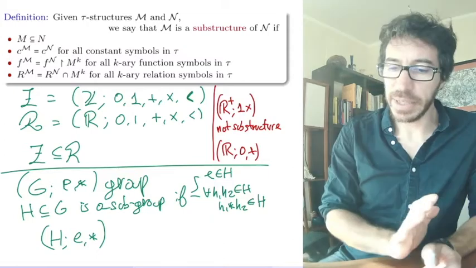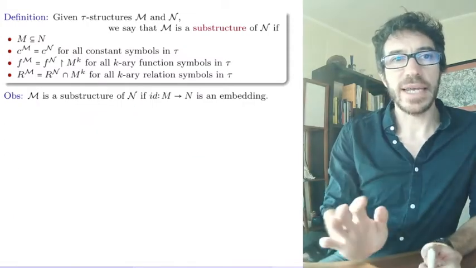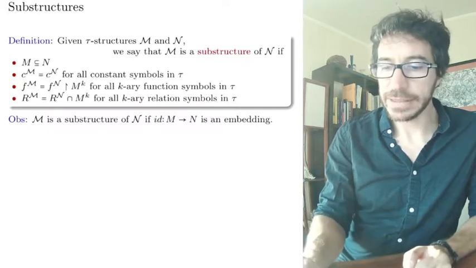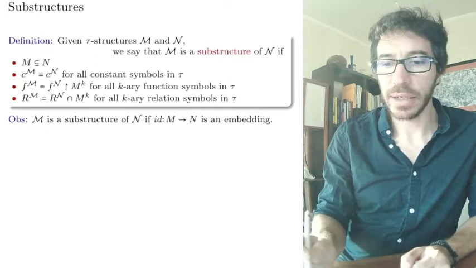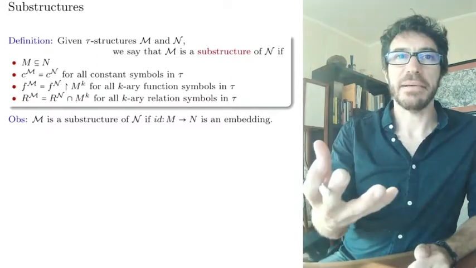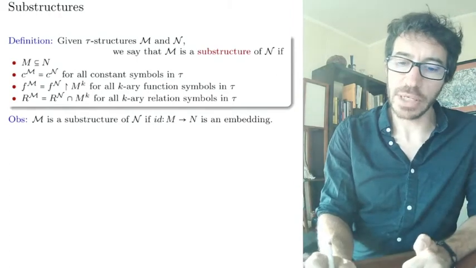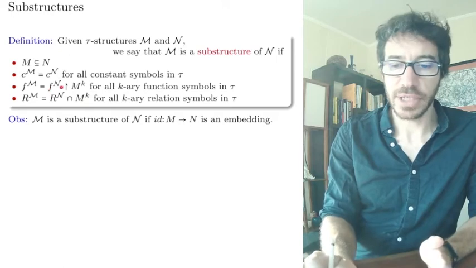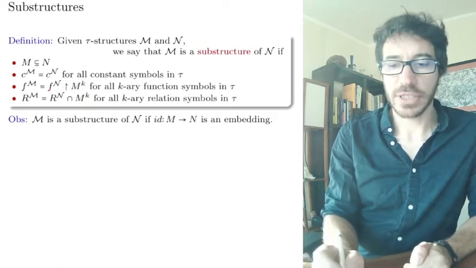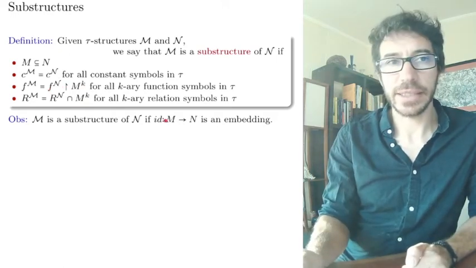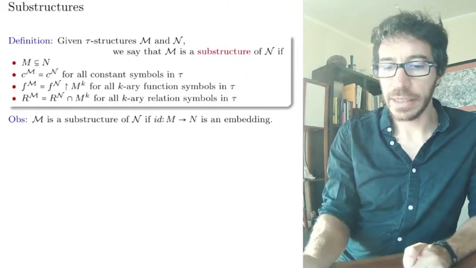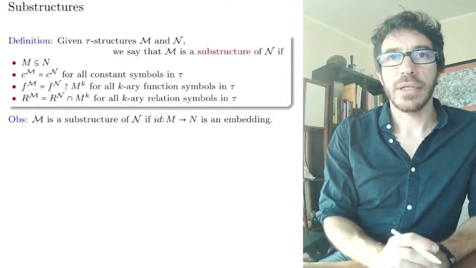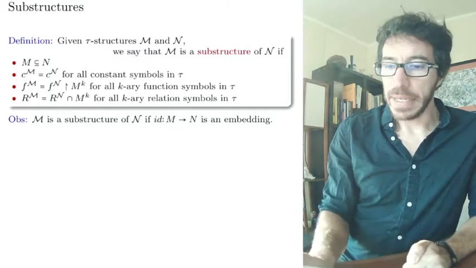And being a substructure is the same thing as saying that the identity map from M to N is an embedding. Okay, so if you look at this, what this means, identity map doesn't change anything, right? So everything stays the same. So it just says that the interpretations are the same, right? Identity being an embedding is the same thing. This is exactly what that says. Okay, so the identity is an embedding.